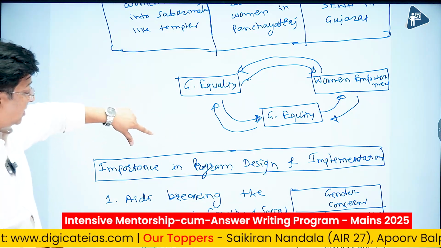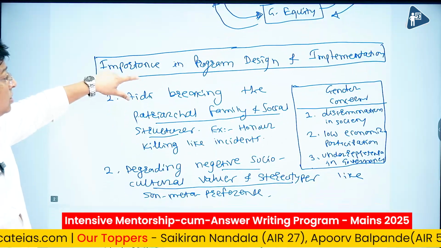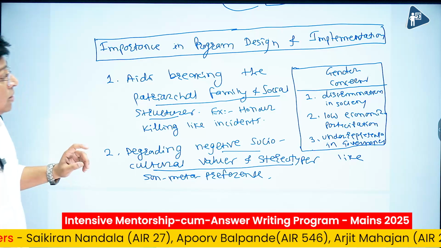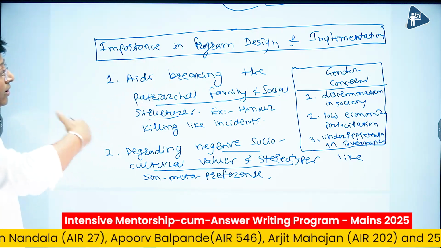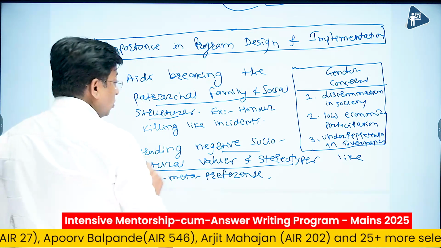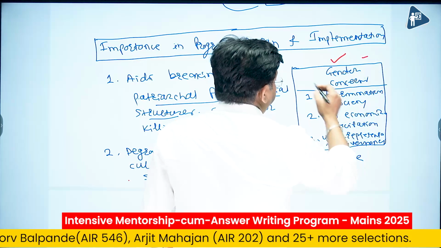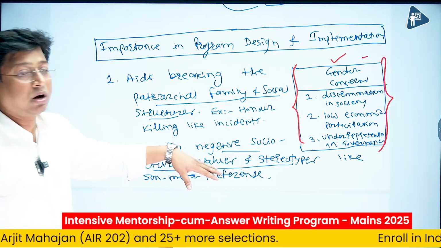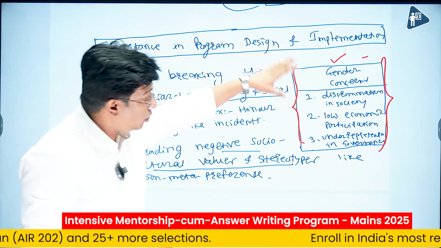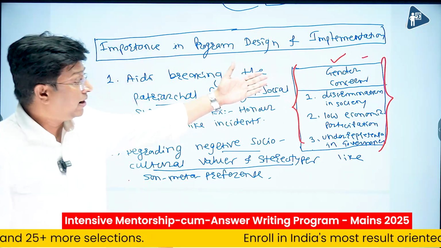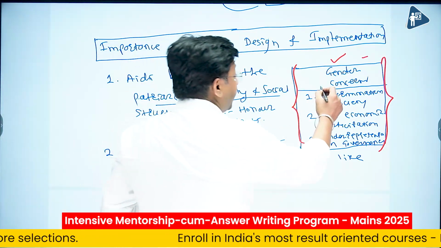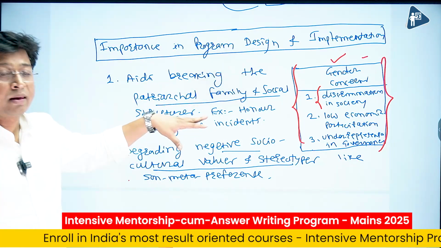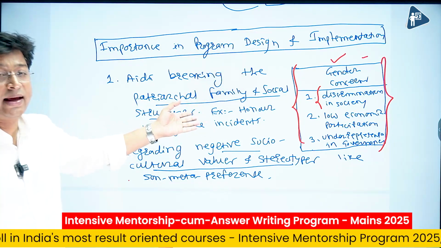Now, next is the second part of the question, importance in program design and implementation. Before writing the actual importance, I have brought out gender concerns, because the question is asking why we should take gender concerns into account. What are these gender concerns? Women are discriminated against in society in all spheres of life, like in the family, in terms of education, and in terms of health access.